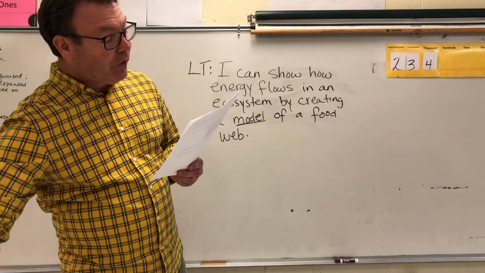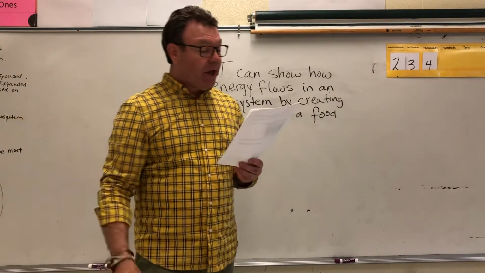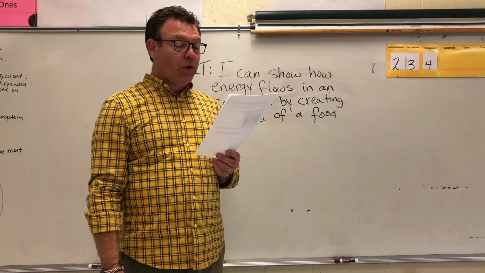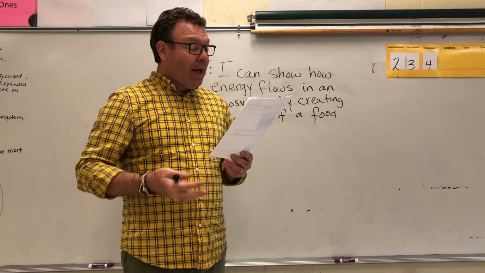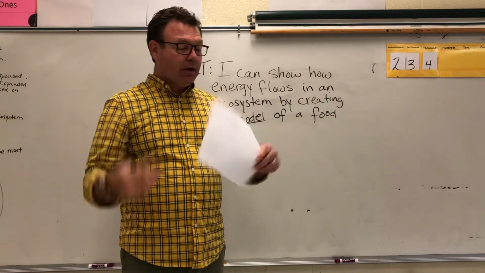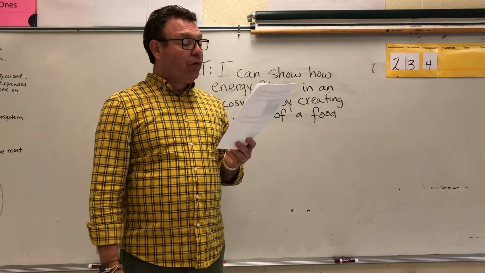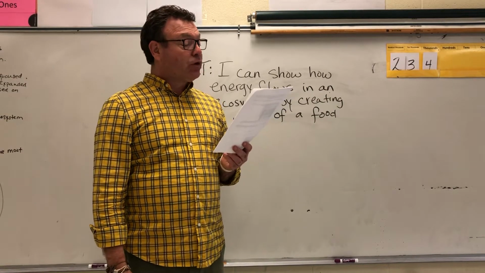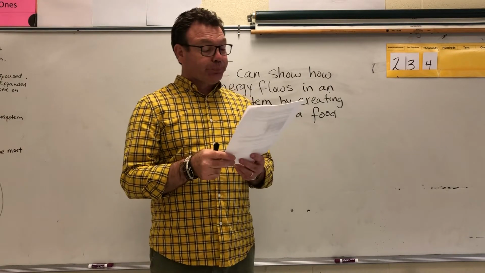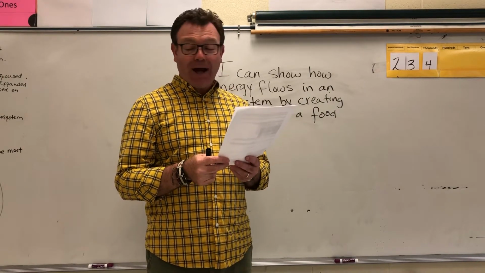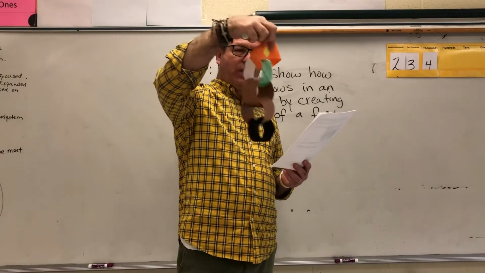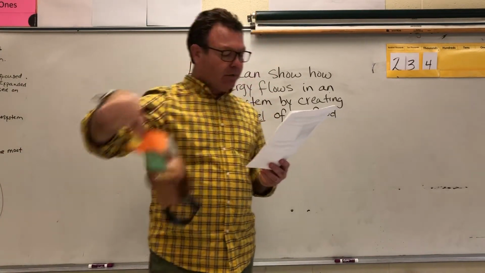So most animals eat more than one thing. So to show all the feeding relationships, we use food webs, which are made of many intersecting food chains. Energy in food can be traced back to the sun. That's why my students over here have that orange link with the sun, because that's the beginning.